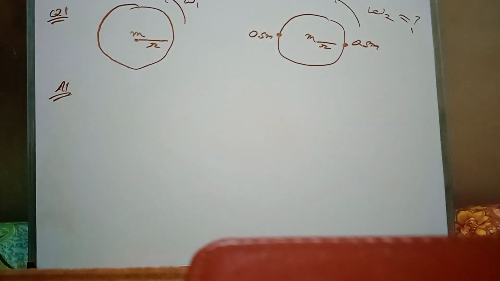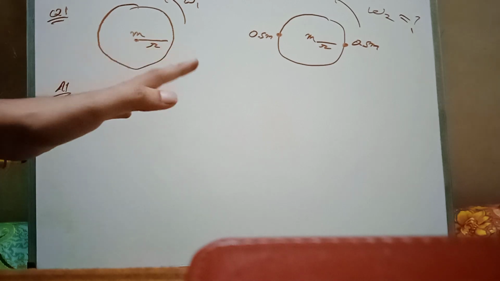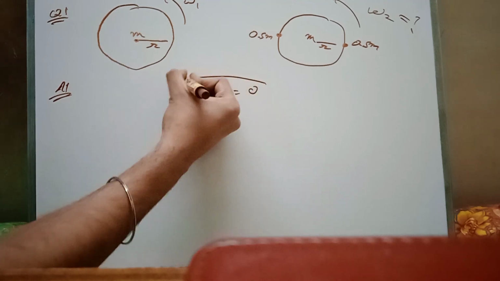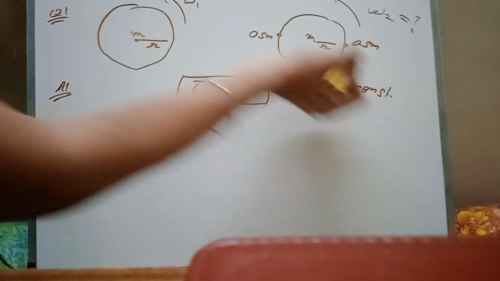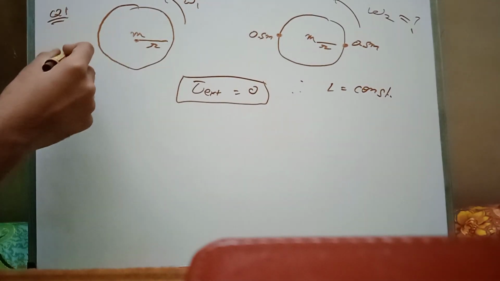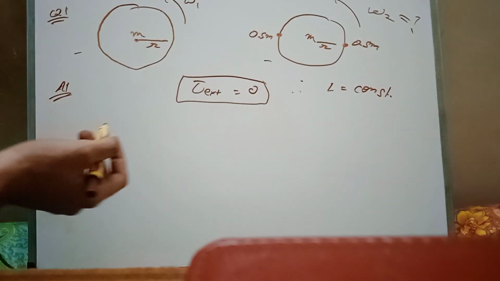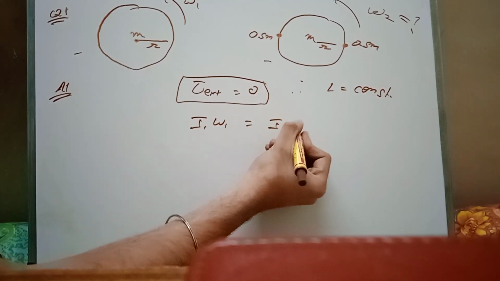I hope you understand the question and also get what law we should use. We should use the law of conservation of angular momentum. Why? Because from case 1 to case 2, there is no external torque. External torque is 0, therefore L is constant. L, the angular momentum in case 1 and in case 2, should be equal. So I1 omega 1 should be equal to I2 omega 2.